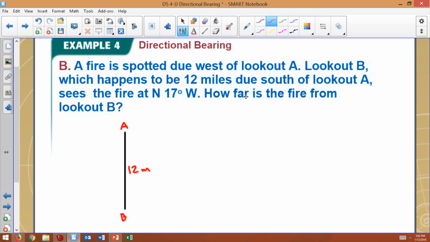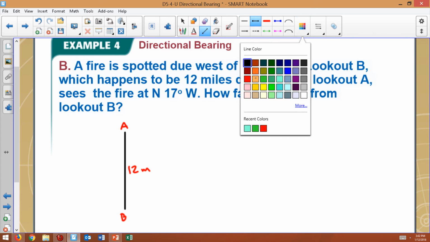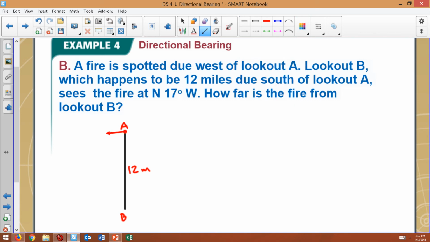The fire is spotted due west. So now I go up here, and I'm going to go due west from lookout A. So west is this direction. And B sees the fire at north 17 degrees west, which really isn't that far, so it should be more like this. I'm going to shorten this distance to make it more appropriate. So here's what we're working with.